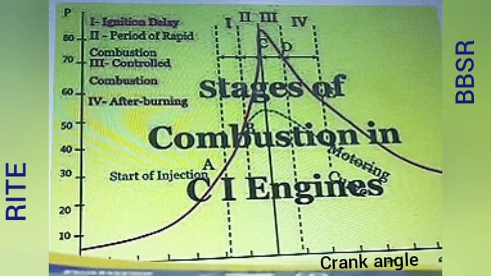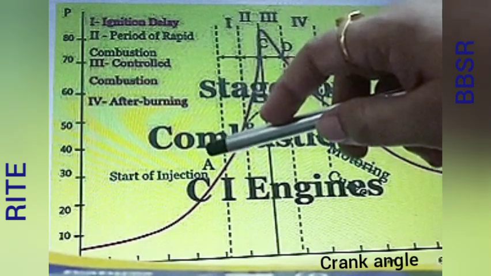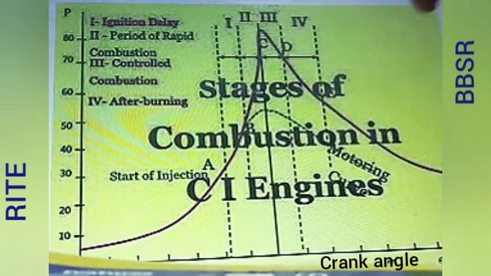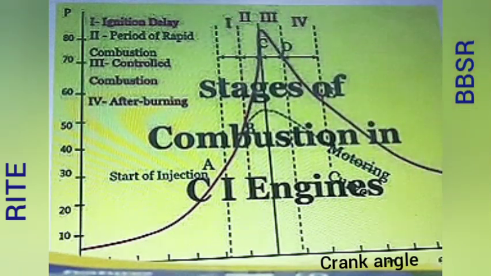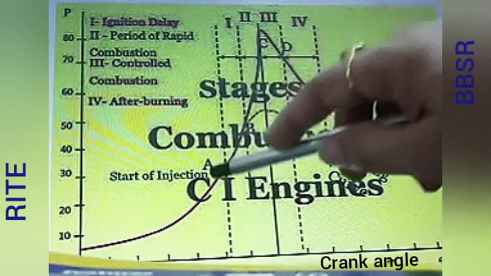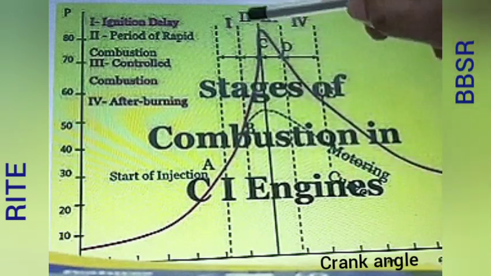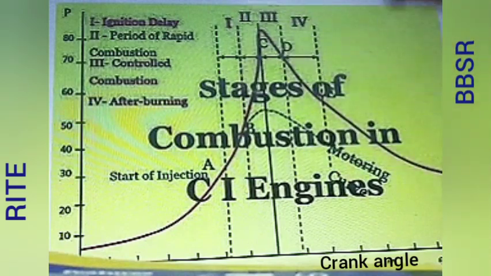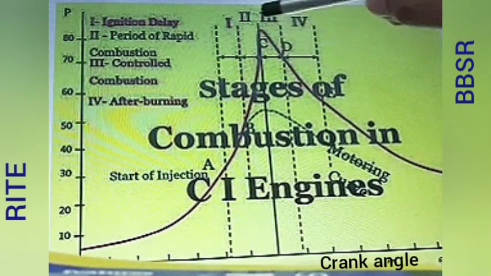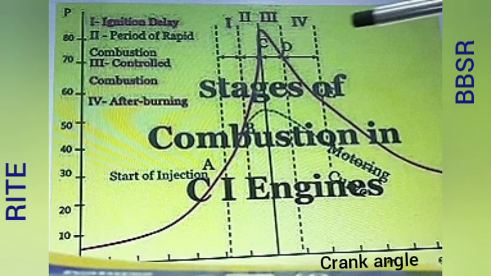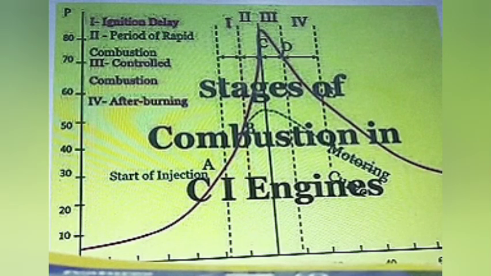So now you have four stages: AB, BC, CD and DE. AB represents your ignition delay period, which includes both the physical and chemical delay. BC represents the period of rapid or uncontrollable combustion. CD represents the controlled or controllable combustion. DE represents the period of after burning.